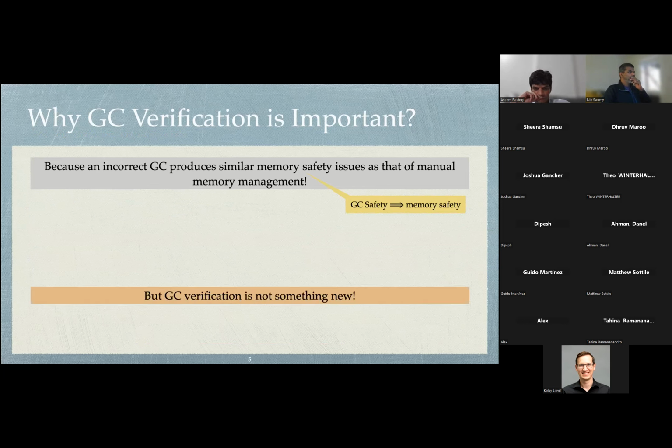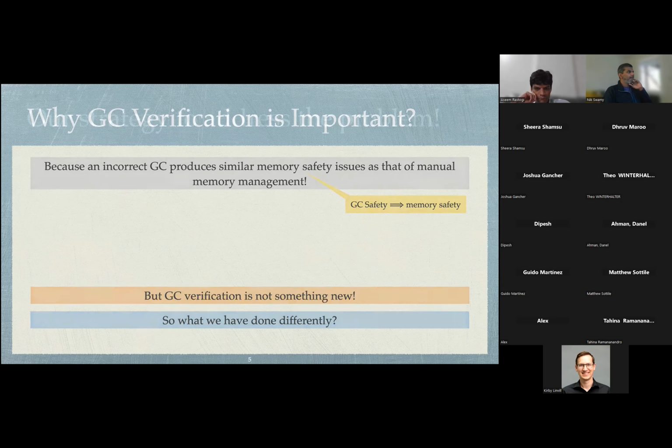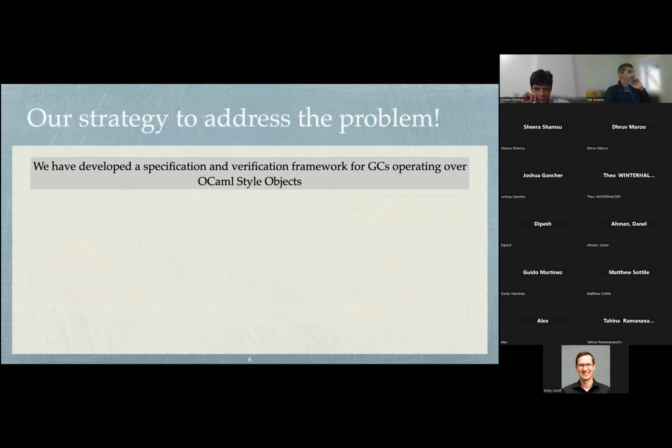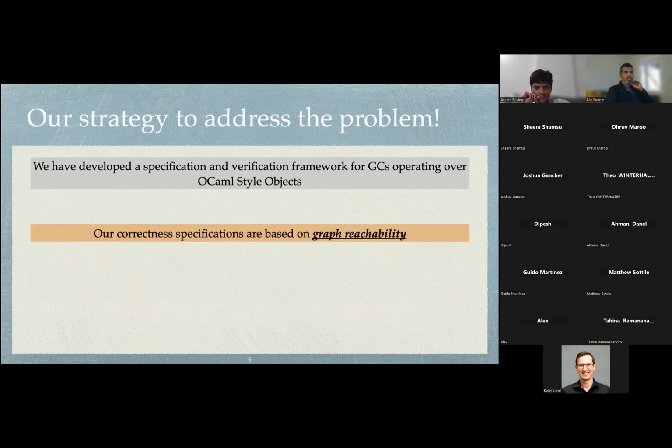But GC verification is not something new. So what have we done differently here? Our strategy to address the problem is that we have developed a specification and verification framework for GCs which operates on OCaml-style objects. This is the first work which targets OCaml's GC, or rather, OCaml-style objects, which are compatible with the OCaml heap.